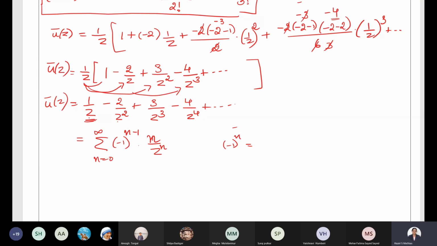Give different values starting from n equal to 0. Anything power 0 is 1. Give n equal to 1: minus 1 power 1 is minus 1. Give n equal to 2: minus 1 power 2 is plus 1. So we are getting here 1, minus 1, 1. So what will be the answer over here? n equal to minus 1 power n.